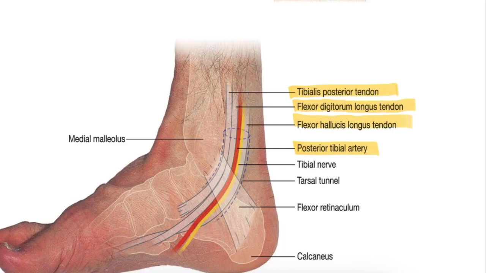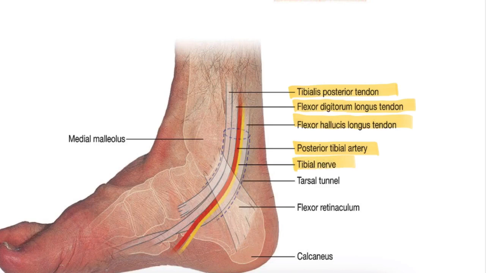So these are the structures passing by the posterior medial malleolus. That's why we have to know these things, along with the tibial nerve.